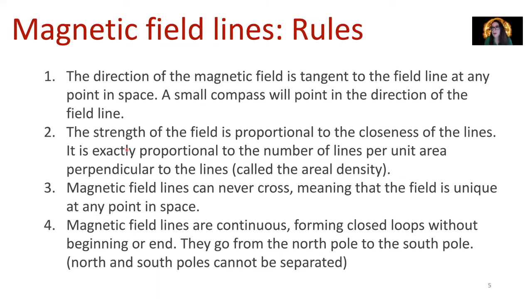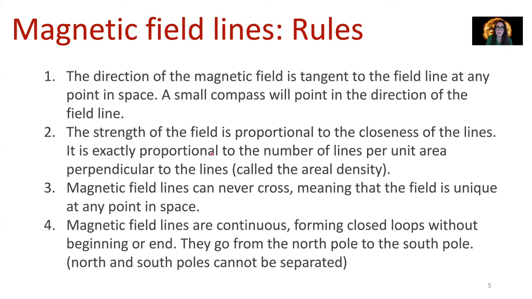Now, when we draw magnetic field lines, there are four rules. The direction of the magnetic field is always tangent to the field line. That means it lies along the field line at any point in space. A small compass will point in the direction of the field line. So if we take our compass, it will align with the direction of the magnetic field. And that magnetic field always points away from north magnetic poles and toward south magnetic poles.